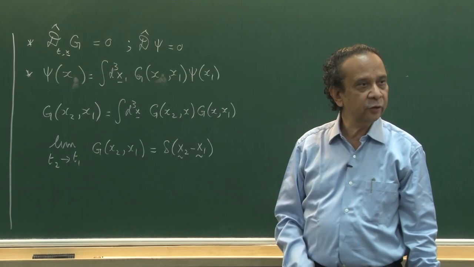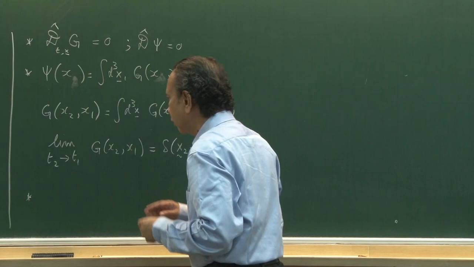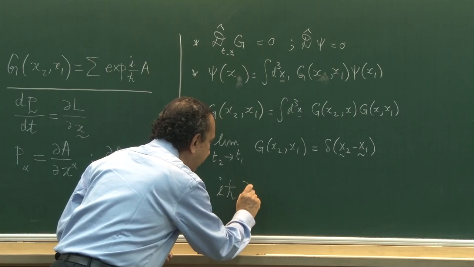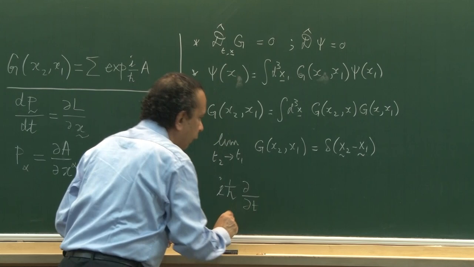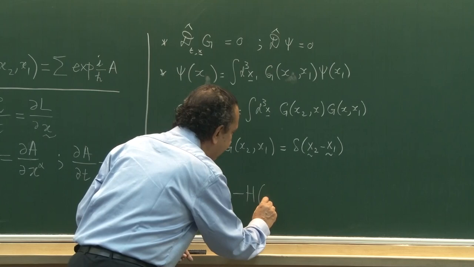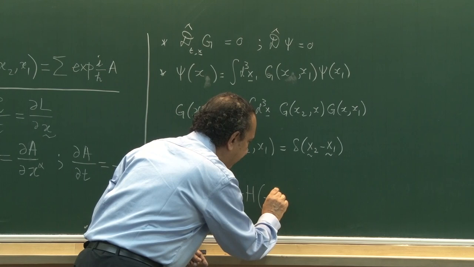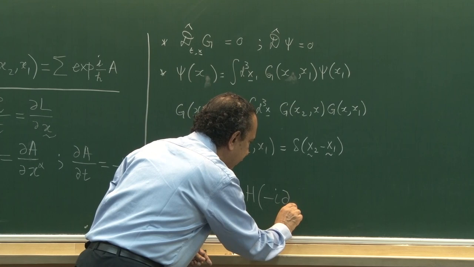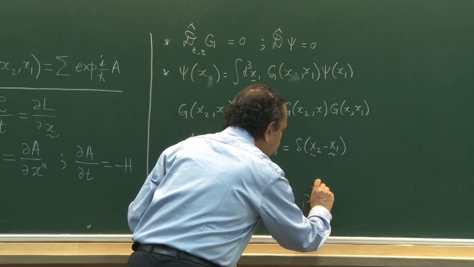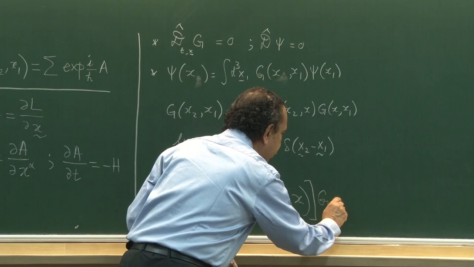I will show you the final result. Let me write it down first, because there is a bit of algebra involved. I will show that i h cross d by dt minus the Hamiltonian H, which is a function of p and q, but we will replace p by minus i h cross d by dx. Let me do one dimension just for convenience. This is partial with respect to x, and we leave x as it is. This operator acting on G, treated as a function of the second variable, is going to be 0. This is what I will prove for you.